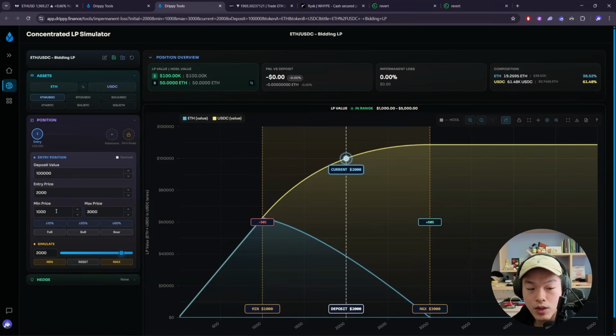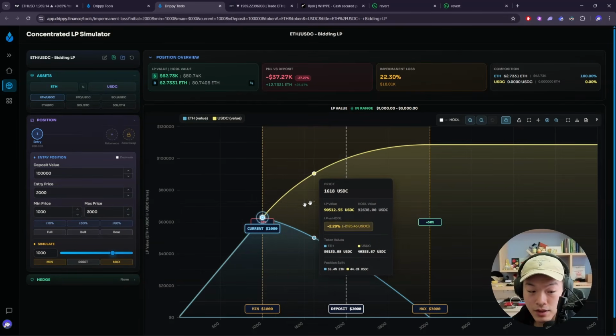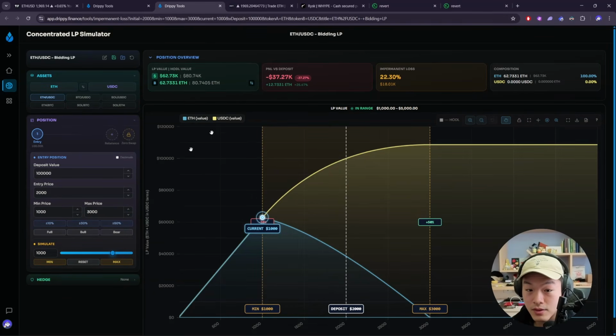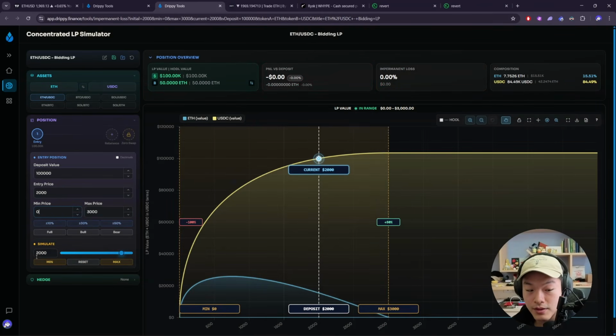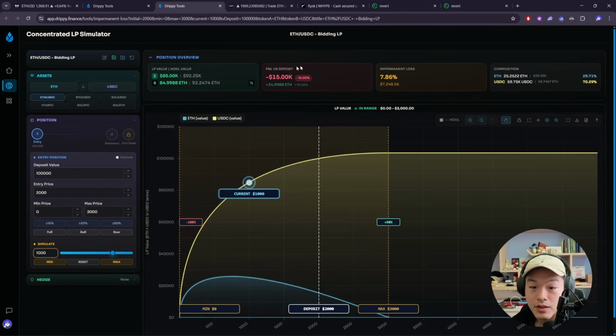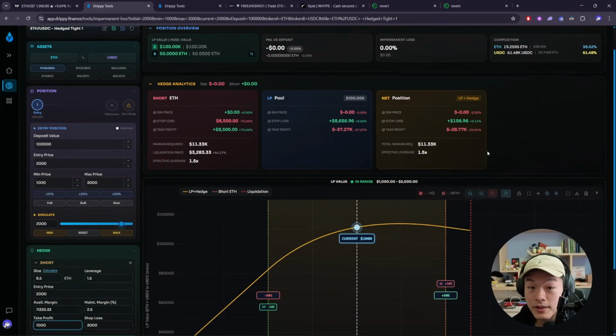Basically, what I want to show you is, at the initial setup, if prices go to $1,000, you will be losing, again, 37K, right? But what if I move my min price all the way to zero? Prices move to 1K, like what we had before. You can see my drawdown would then be only 15%. That is quite a significant improvement, even better than this hedge LP setup, right?